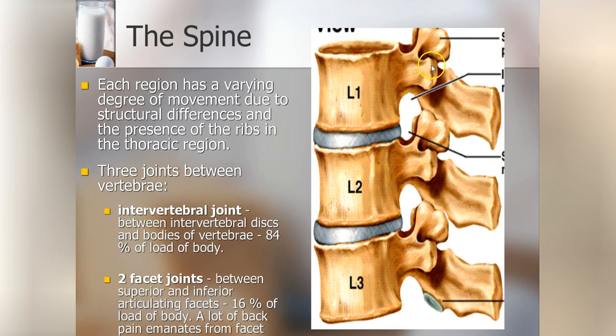You'll notice that the facets here and the spinous processes that stick out the back don't have any of that added protection, and that's why they're not designed really to take a lot of force. Only about 16% of the load of the body is dissipated through those joints there. Now that's, of course, if your vertebral structure is sound and has good posture.